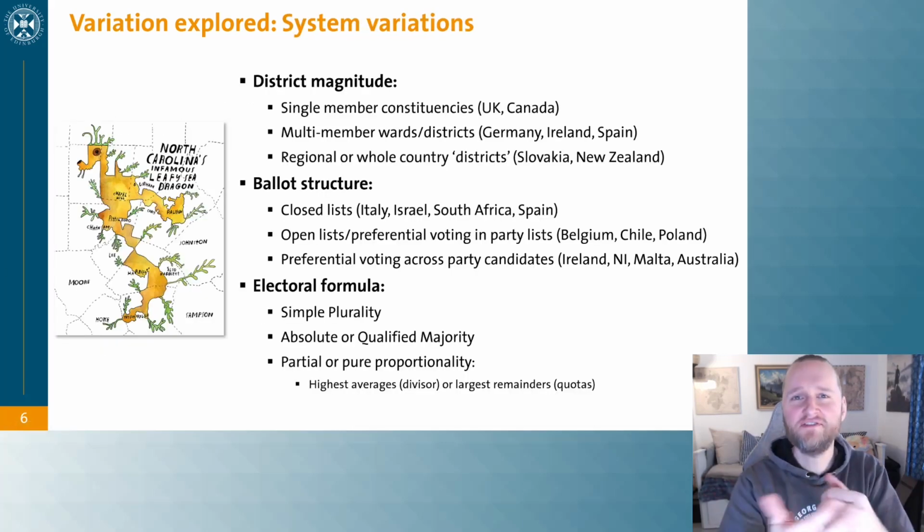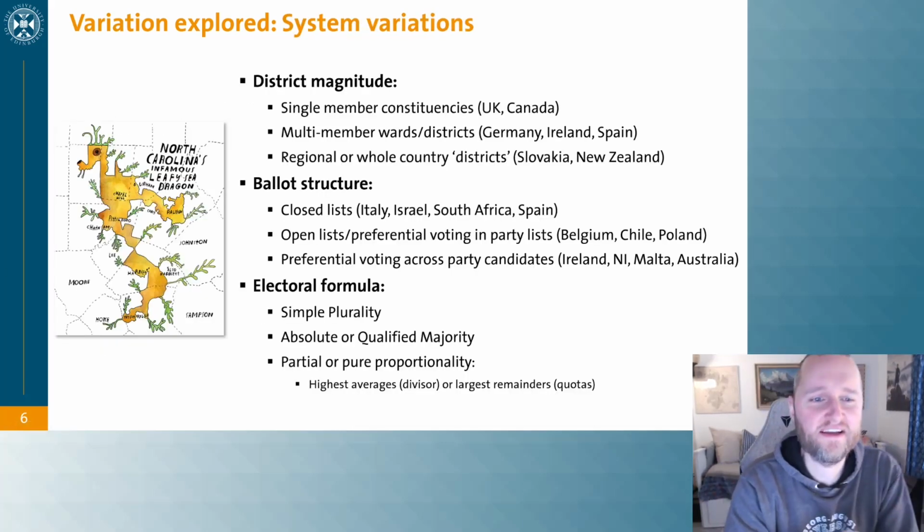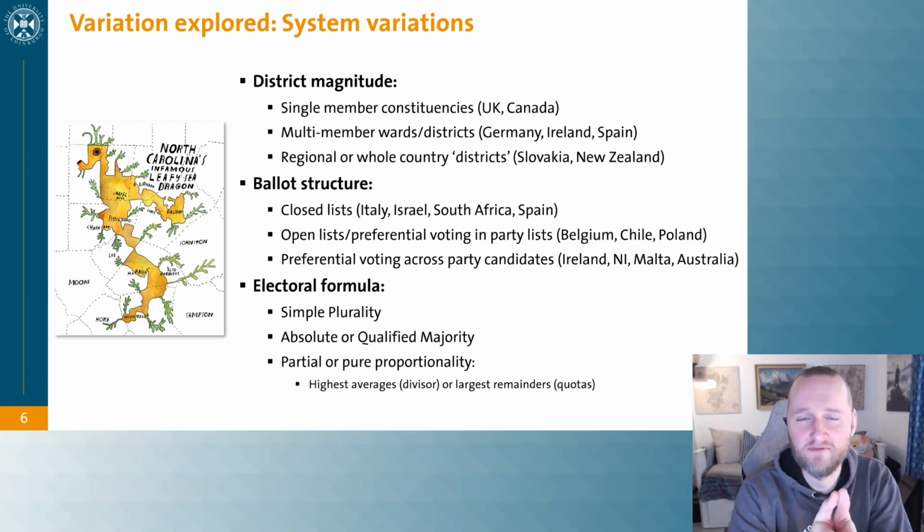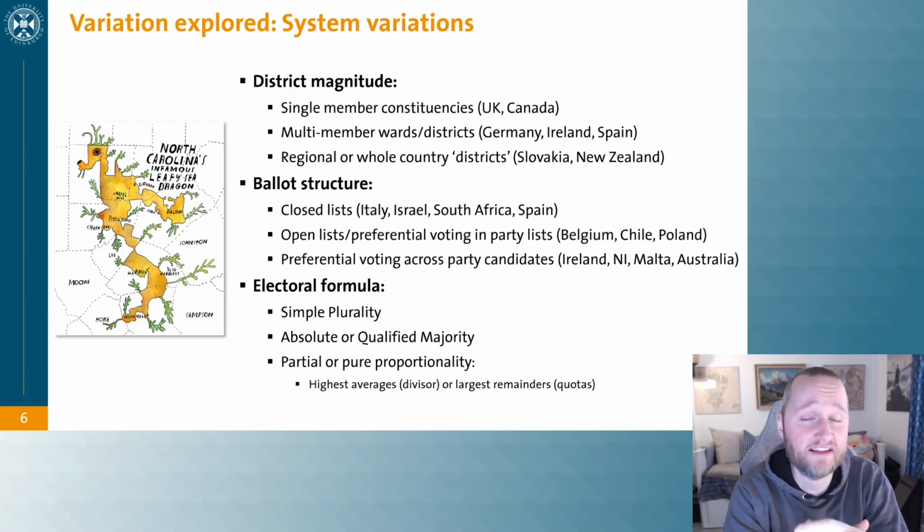Now, there's a number of interesting variations in electoral systems, and I'm just going to talk about 3 of them for a second. The first is district magnitude. I already talked about this. Some systems see each district only represented by a single member of parliament. This is the case, of course, in the UK, but also in Canada. So one geographic area is only represented by one person.